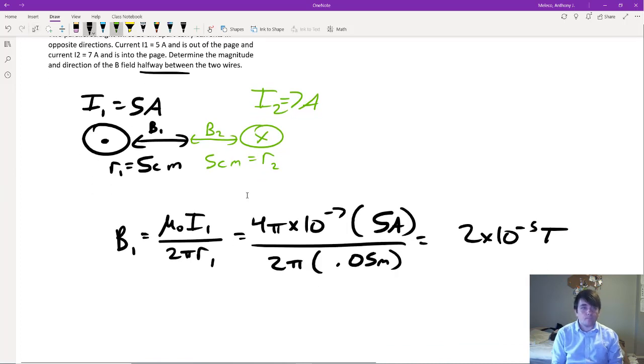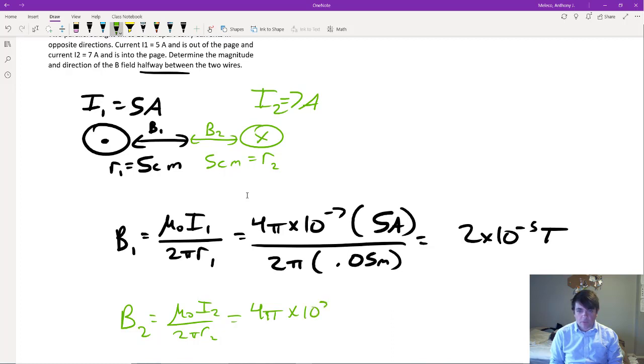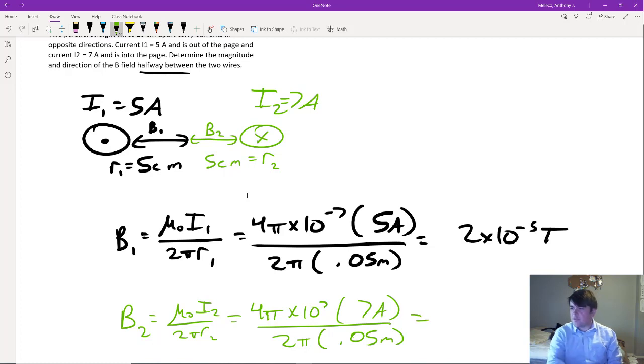B2, you write the same thing. Man, it's really raining a lot down outside. Over 2 pi, and again, this is 0.05 meters. And this equals, not the same thing because they're different currents, 2.8 times 10 to the minus 5 Tesla.